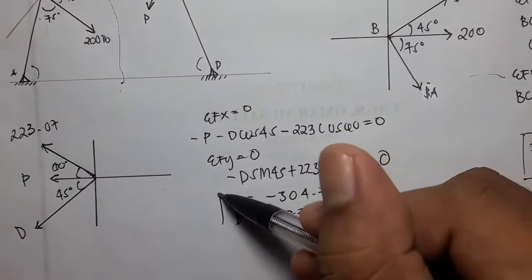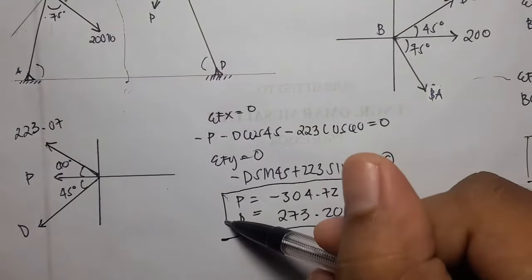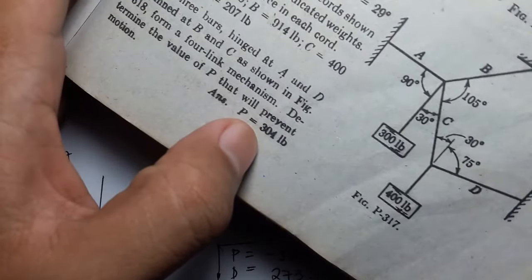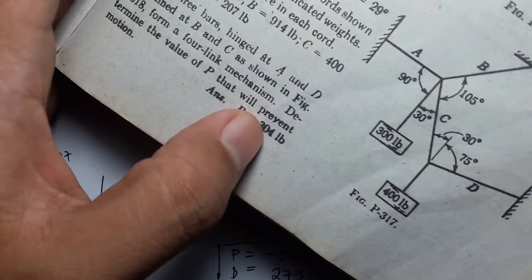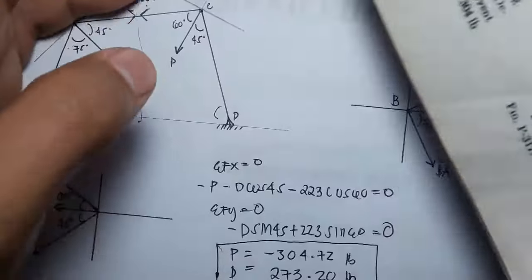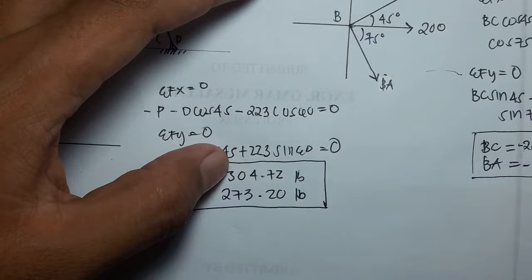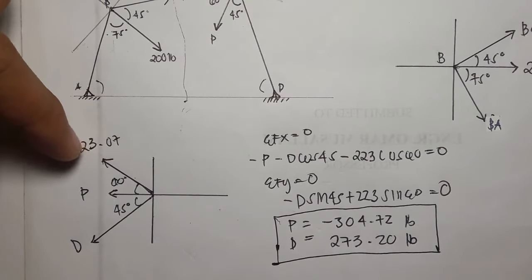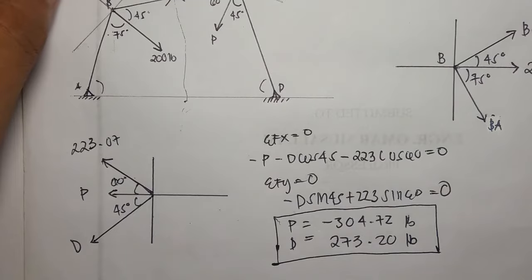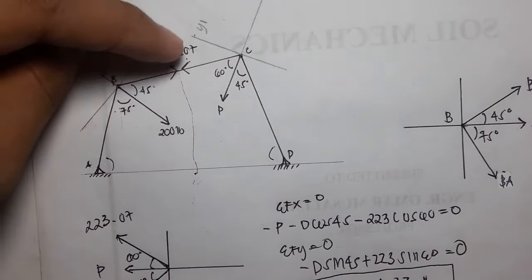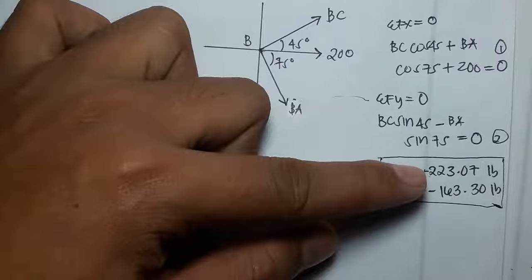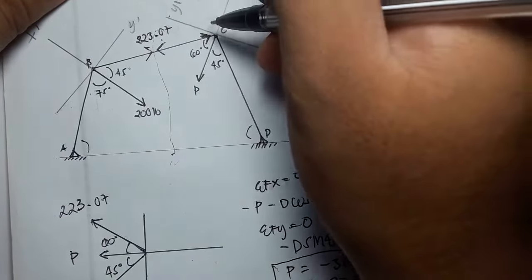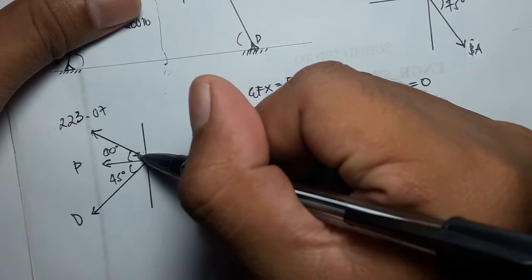So we have these values. Comparing with the book, it has 304, positive. Still we have the same answer, 304.72. It became negative because this 2 to 3 should be going down, since it is a compressive force. From the first answer we got negative 2 to 3, so it means it should be going toward the point because it is compressive. So it should be here going down.